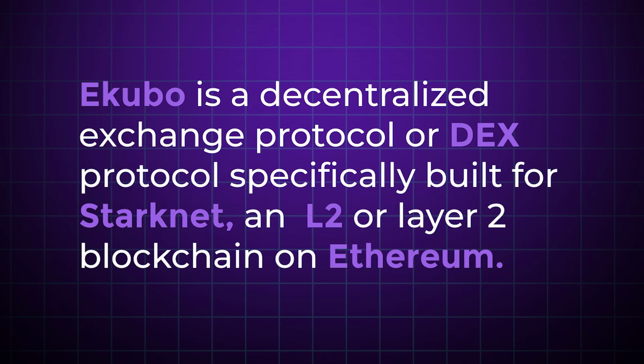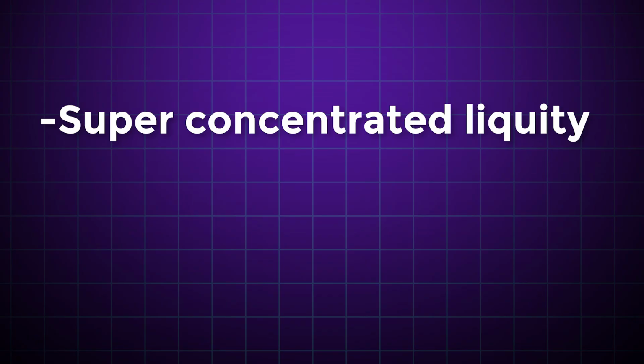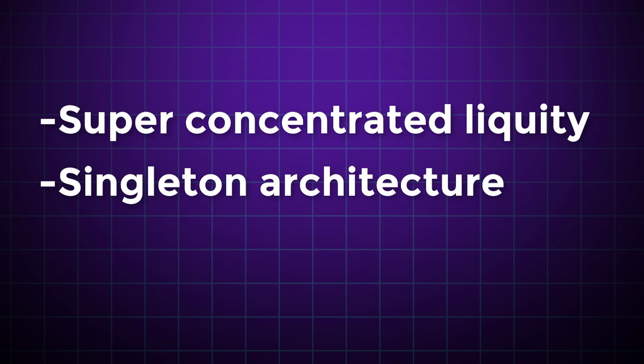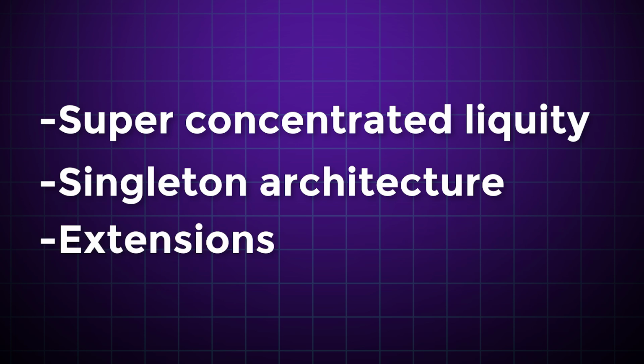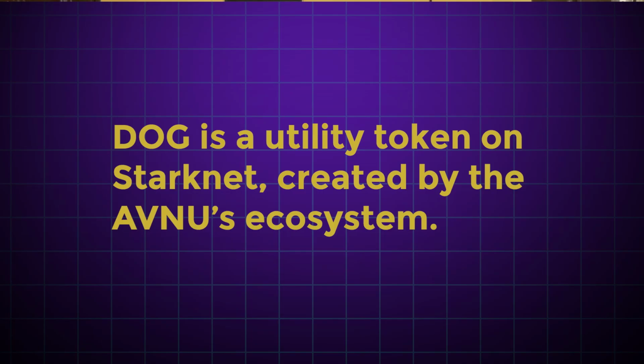Ekubo is a decentralized exchange protocol, or DEX protocol, specifically built for Starknet, an L2 or Layer 2 blockchain on Ethereum. It leverages features such as super-concentrated liquidity, singleton architecture, and extensions to provide best pricing.